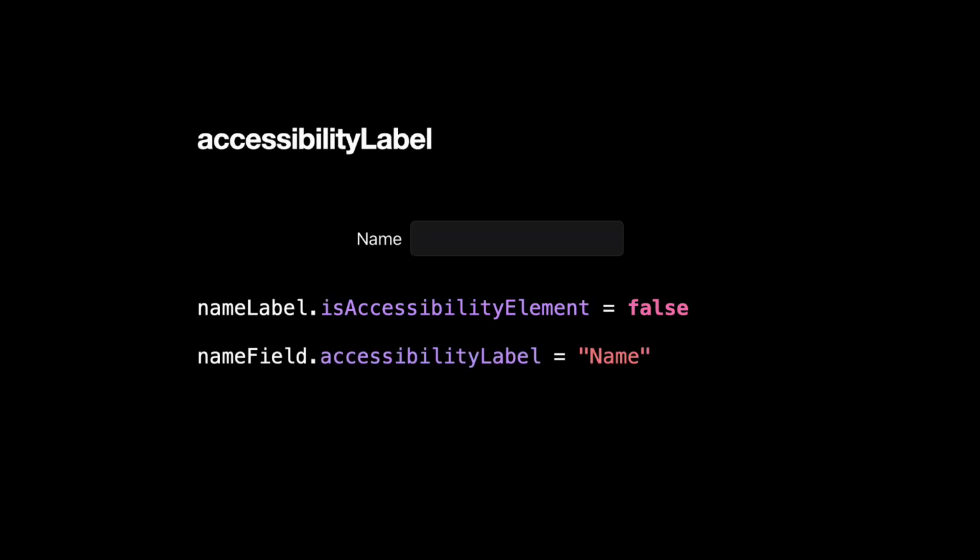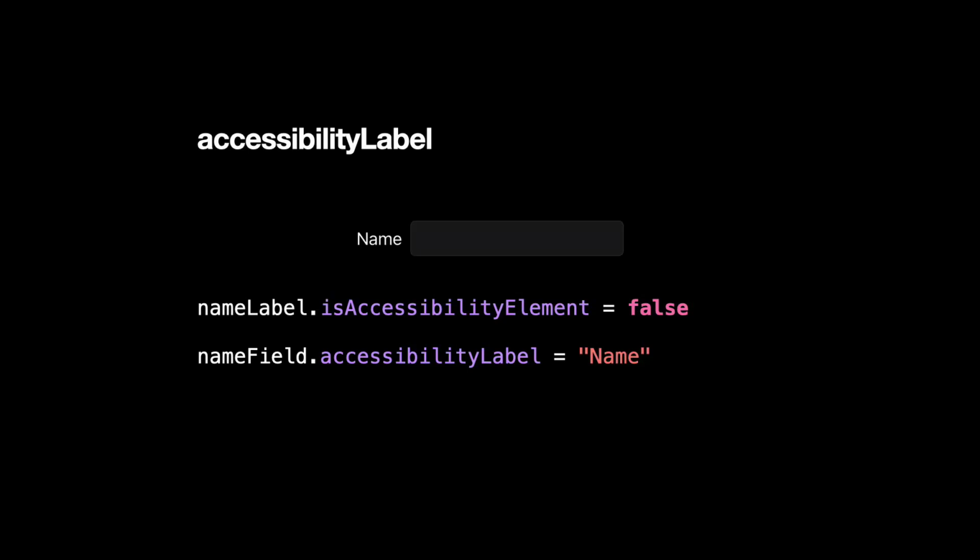This has created a new problem though. Because the label and the field aren't actually associated with each other, now the only thing telling us this field is for the name has been hidden to accessibility. VoiceOver now only has one element, the text field, but it reads this as text field. Double tap to edit.